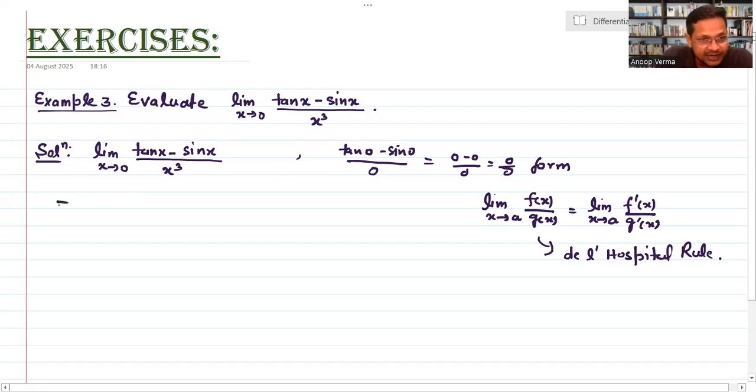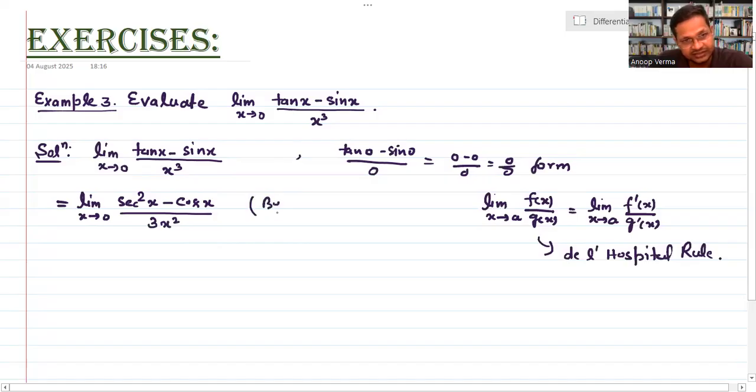So we apply this: limit x tending to 0, and take the derivative of tan. What is the derivative of tan? It is sec square of x, and the derivative of sin is cos of x, divided by 3x square. This is by the L'Hospital method or rule, you can say.